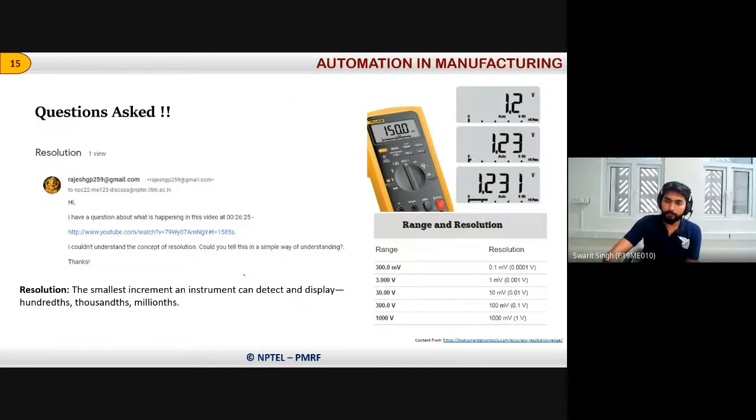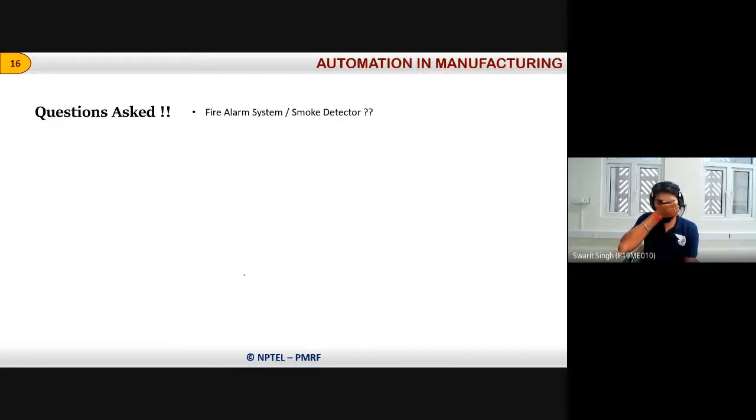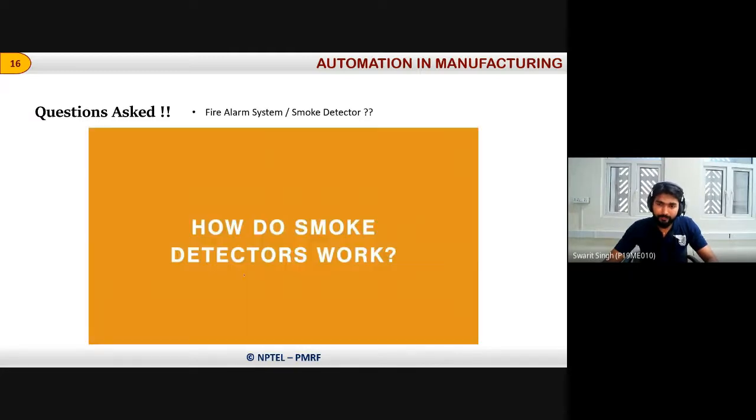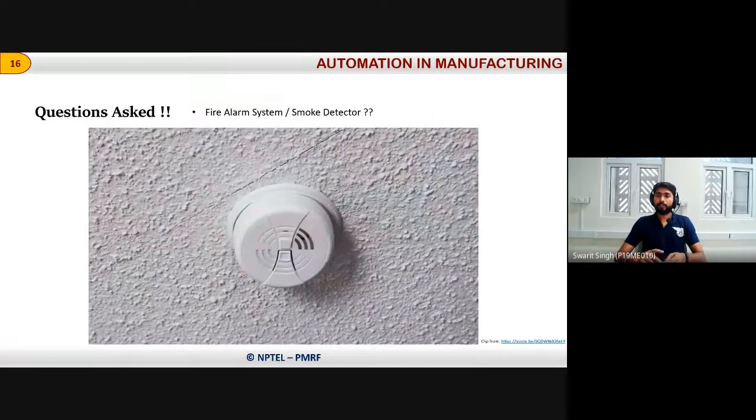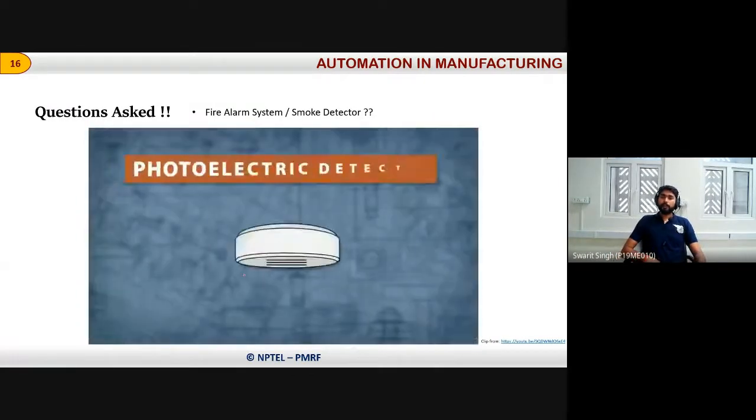Now I'm going to the next question, which was asked in the last session. Someone asked what sensors are there in a fire alarm or smoke detector. We concluded there may be a gas sensor or a thermal sensor. I searched about that and found a very good clip that can help enrich your knowledge of how this fire alarm system works.